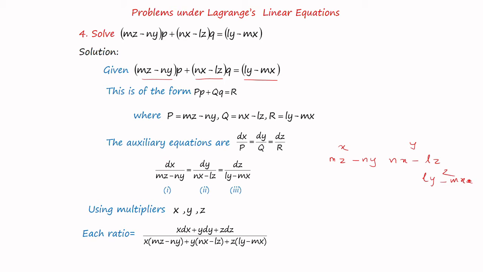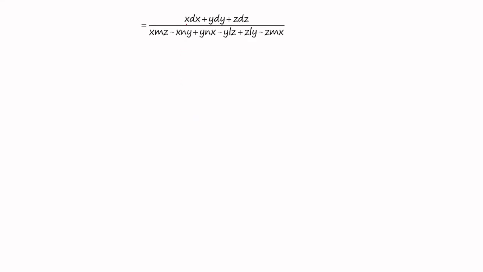So when you multiply this by x, you have x dx, plus this by y, you have y dy, plus this by z, so z dz, divided by this term: you have to multiply x into this term, plus y into this one, plus z into this one. Now you have to take x, y, z inside the terms. So you have x dx plus y dy plus z dz by the term x into mz minus ny plus y into nx minus lz plus z into ly minus mx. This is the term we have, isn't it?